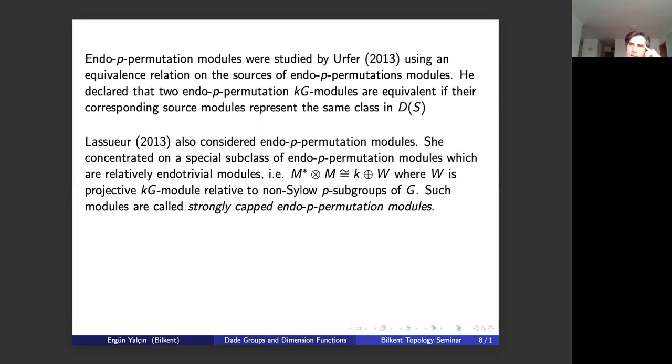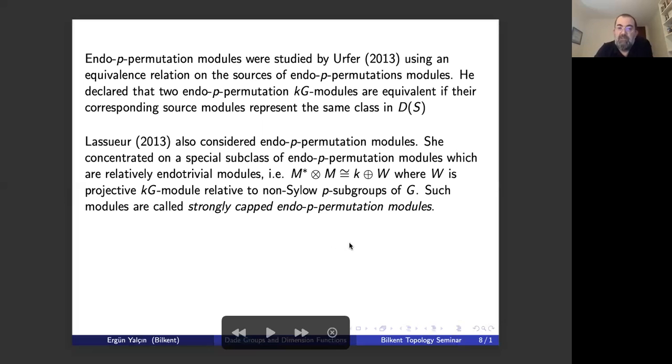By relative, do you mean restriction to those? Yes, yes. Relative in the sense that it's some amount of things induced from there. So relative projectivity with respect to one will be normal projectivity. But now you take relative projectivity with respect to non-zero p-subgroups.